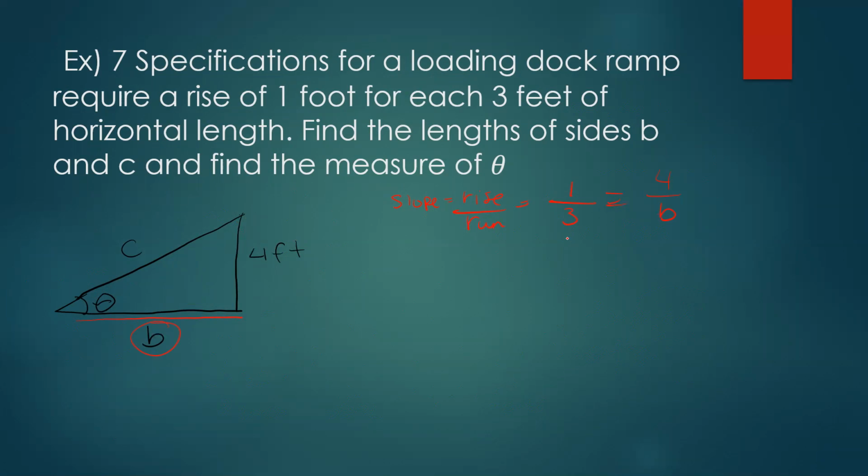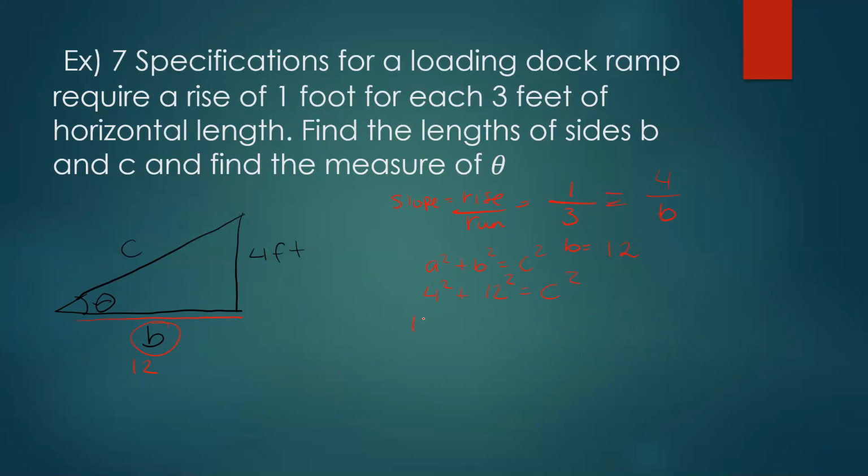So 1 times B is B. And then 4 times 3 is 12. Okay, so we just found B by using what we are given and setting it up as a proportion. So our B is 12. Now, we can easily find C by using the Pythagorean theorem, right? A squared plus B squared equals C squared, because we already have our B and we have this length. So one of our legs is 4 squared, and then our other leg is 12, so it's going to be 12 squared equals C squared.